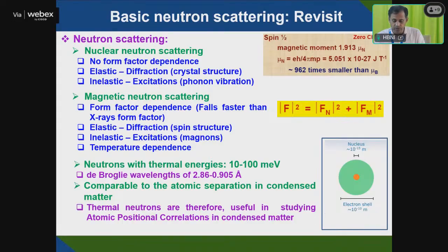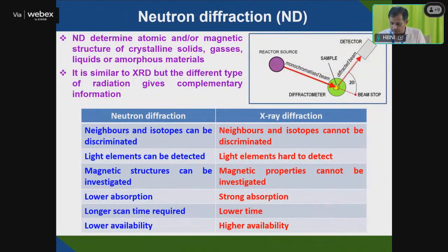But the advantage you get, in addition to the crystal structure, is magnetic information in neutron diffraction. The instrumentation is almost similar. You have a reactor source; from the reactor source the neutron beam comes and falls on the sample, and then the diffracted beam goes to the detector. You have an angle 2 theta here. That is similar to XRD, but different in the type of radiation used, to give complementary information.